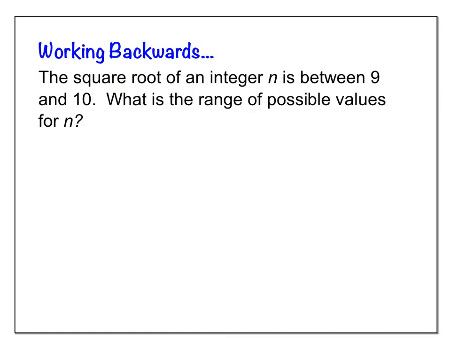The last example is going to be one where we're actually working backwards. It says the square root of an integer n is between 9 and 10. What is the range of possible values for n? So this time what it's saying is we already have the square root of n, and we know that it's in between 9 and 10. What it's asking us to find is what n would be in between, not the square root of n.